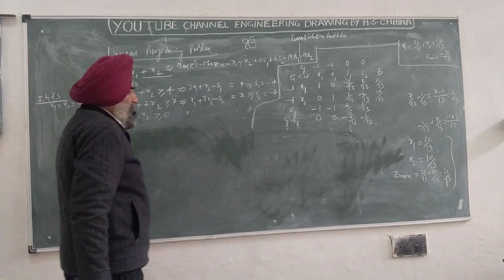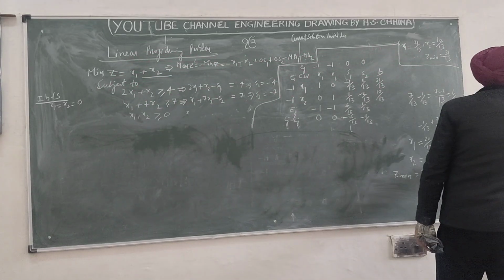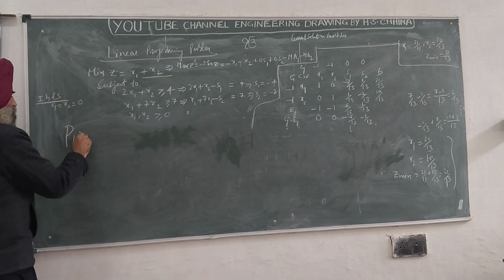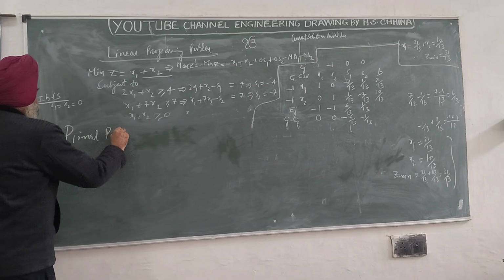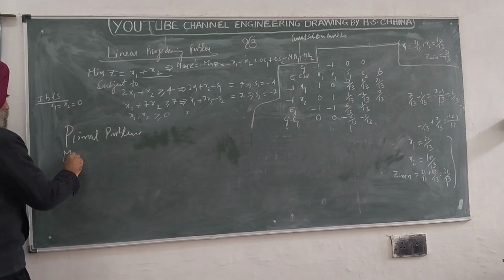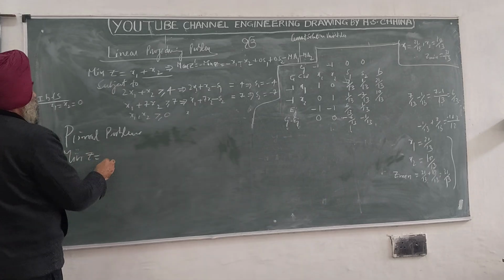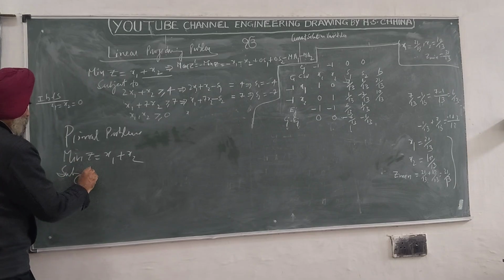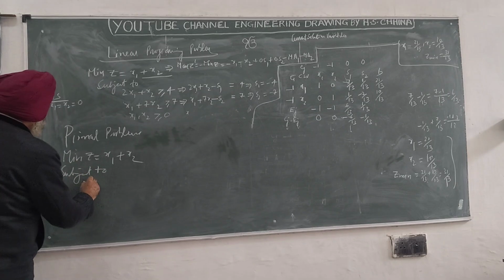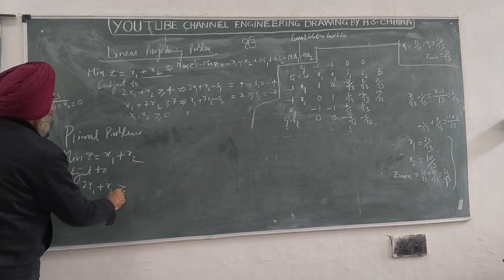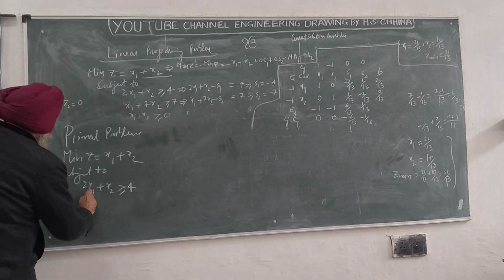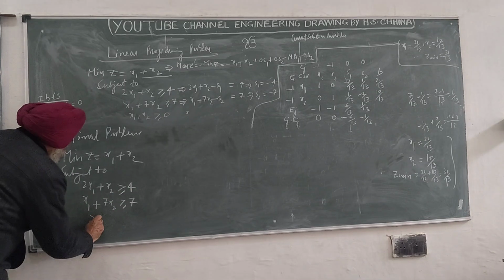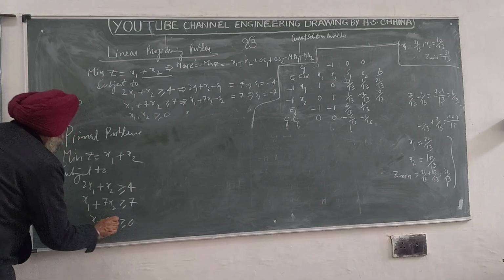So if your original problem is of minimization type, this is called the primal problem. What is the primal problem? It is of minimization type. Minimum z is equal to x1 plus x2 subject to 2x1 plus x2 greater than equals to 4, x1 plus 7x2 greater than equals to 7, x1, x2 greater than equals to 0.